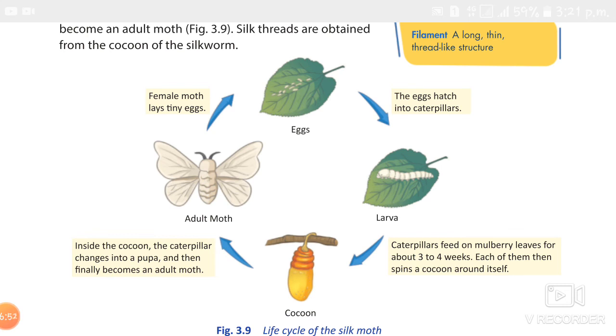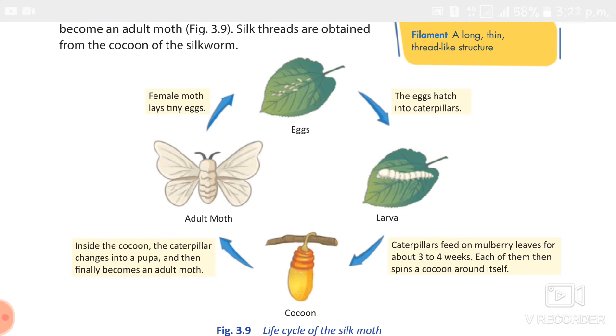So you know the life cycle of a silk moth. A female moth lays about 300 to 400 eggs at a time. In 2 weeks' time, the eggs hatch into caterpillars. That is called the larval stage.